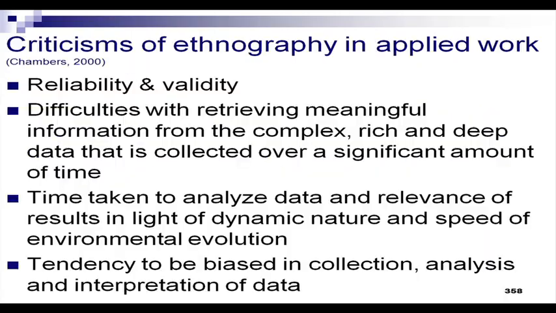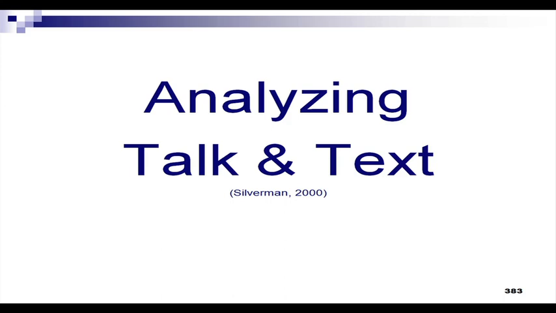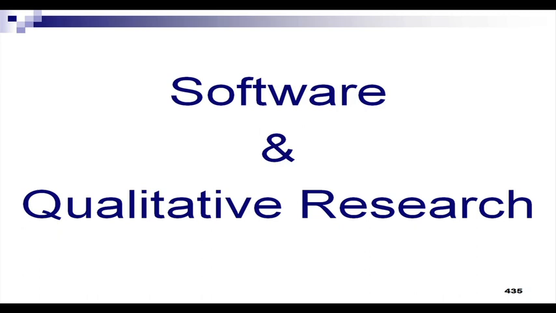We discussed applied ethnography. Then we discussed visual methods in qualitative research. We discussed analyzing talk and text. So various ways of collecting data, various ways of dealing with different kinds of data were discussed. We discussed data management and analysis methods. We talked about various techniques here. We talked about analyzing chunks of text, and then we discussed the use of software in qualitative research.